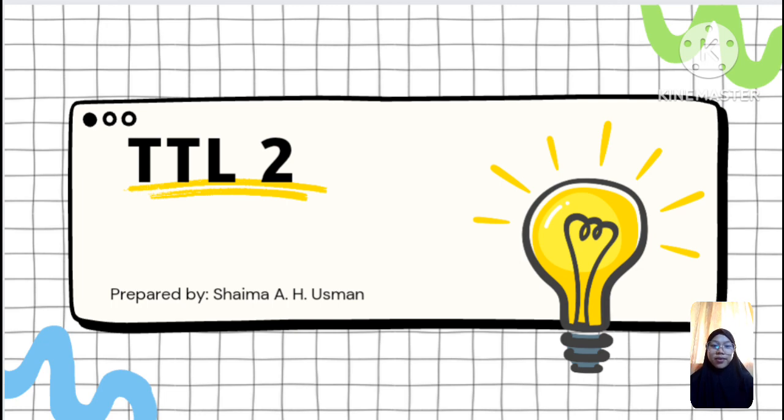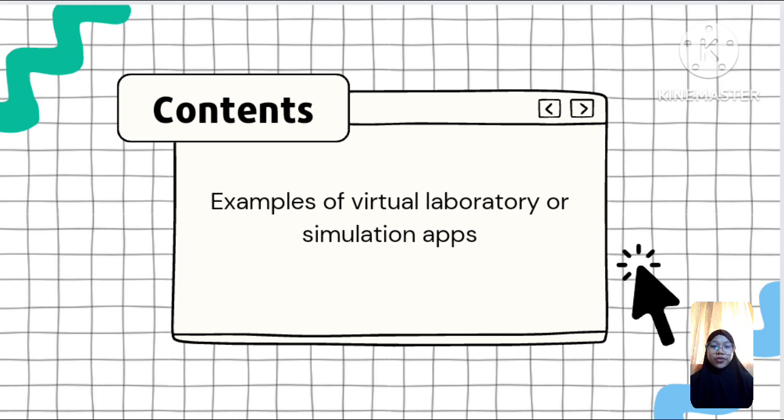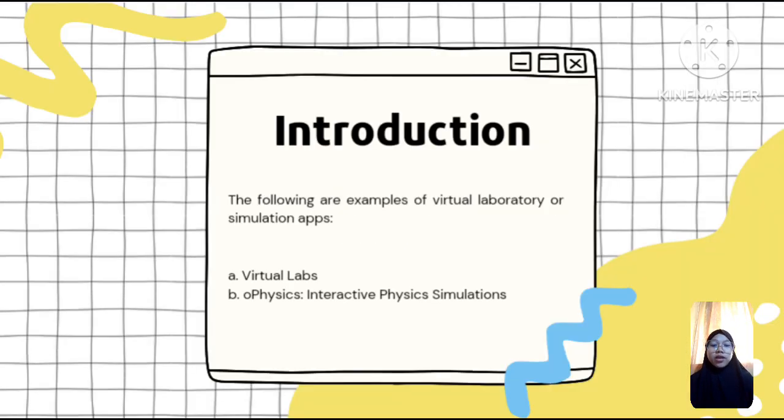My assigned topic is about these two apps. Later on, malalaman nyo rin kung ano yung mga apps na yun, no? Okay, so our content for today's video is all about the examples of virtual laboratory or simulation apps. Introduction. As you can see here, we have two examples of virtual laboratory and simulation apps, which are the Virtual Labs for virtual laboratory and OPhysics for simulation app.